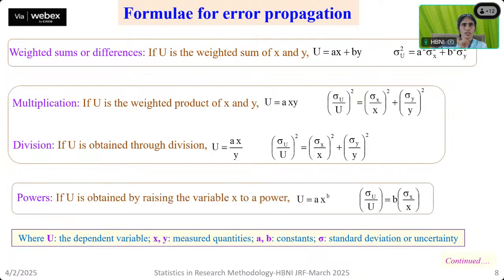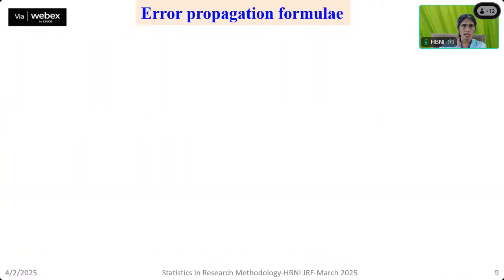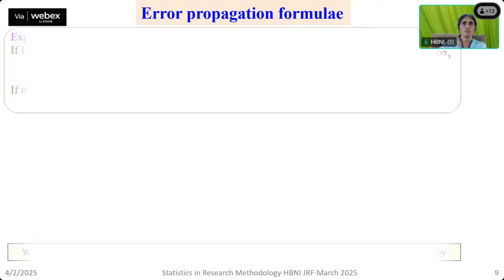When we have a function u, which is a power of a variable x, the power form is given here, then the relative uncertainty in that function is also given here. So all these formulae you can make use of wherever you do such operations, either addition, subtraction, multiplication, division, or power functions. Similarly, there are several other mathematical functions.